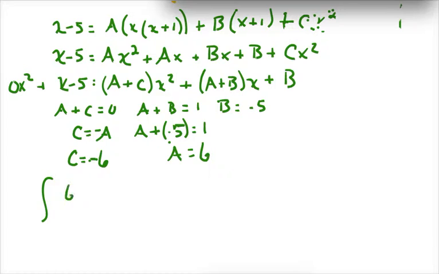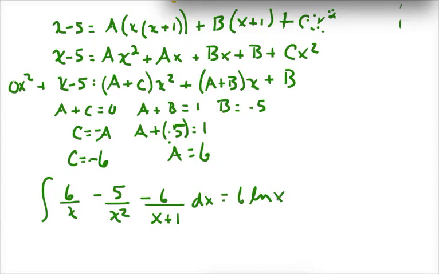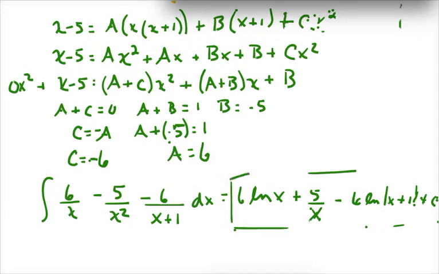So this integral becomes 6 over x, negative 5 over x squared, negative 6 over x plus 1 dx, which is a lot easier to integrate. And you're left with 6 ln of x, plus 5x, oops, plus 5 over x, minus 6 ln of x plus 1, plus a constant. And that's your answer using the integration by parts method.